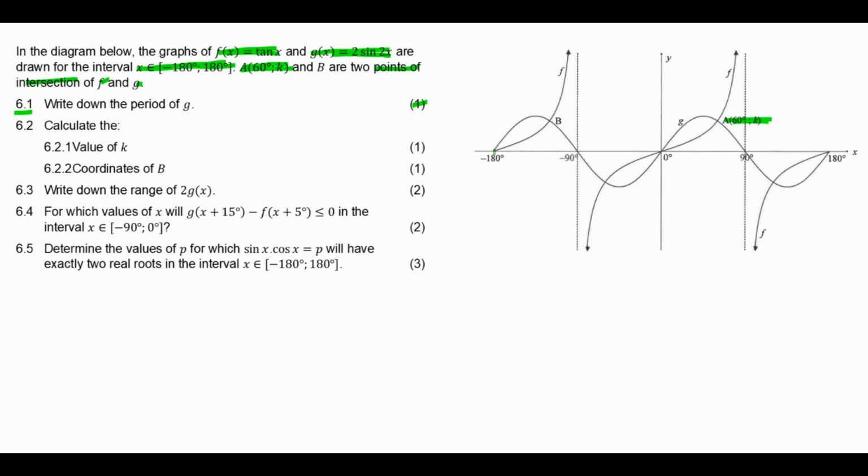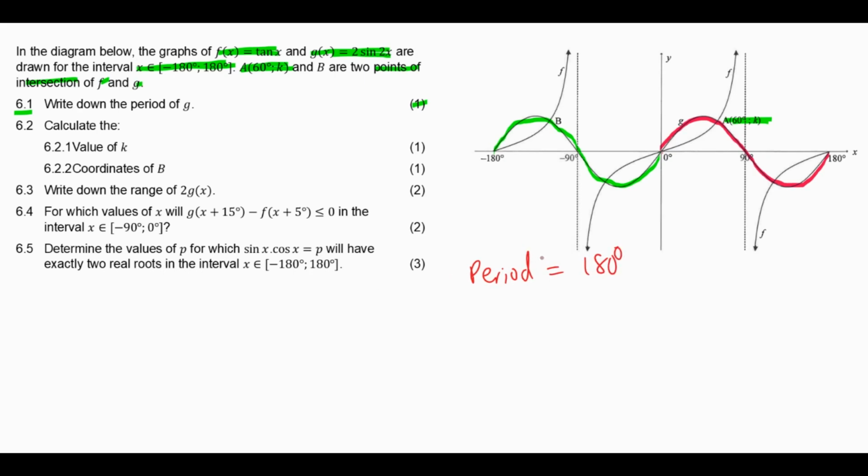Right, let's check here. From negative 180, the graph will go like this, up to 0. From 0, the graph is now repeating. See that? Now we can easily see that this graph repeats itself after 180 degrees. From negative 180 to 0, that is 180 degrees. Then from 0 to 180, that is 180 degrees. So the period is equal to 180 degrees.